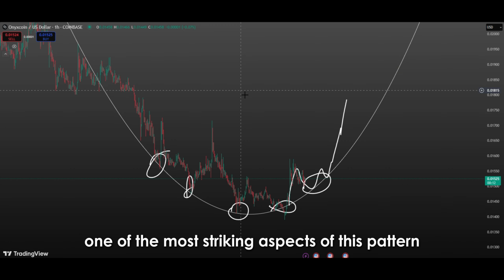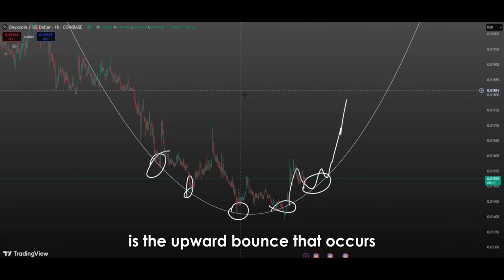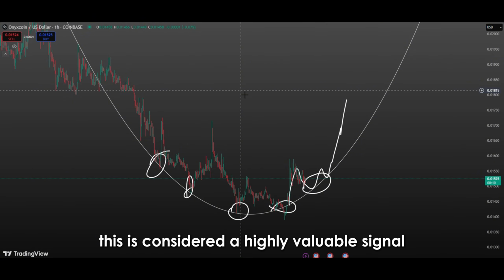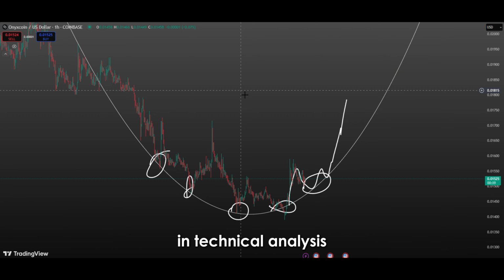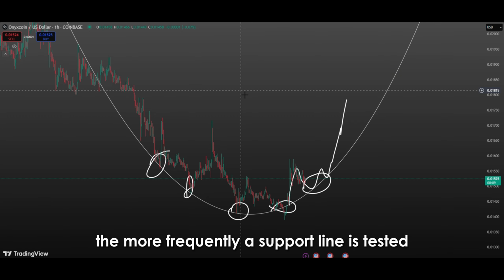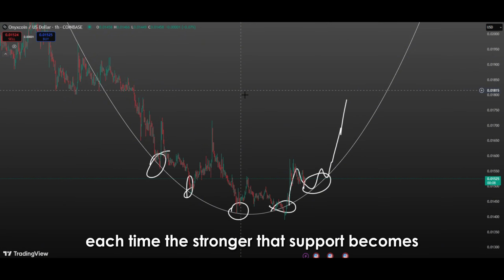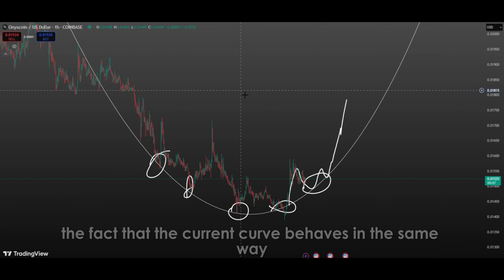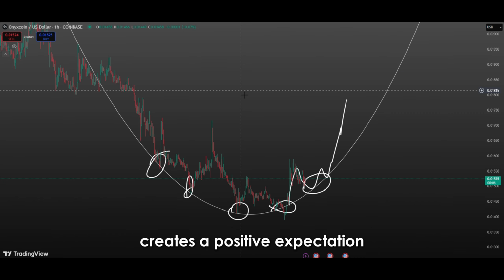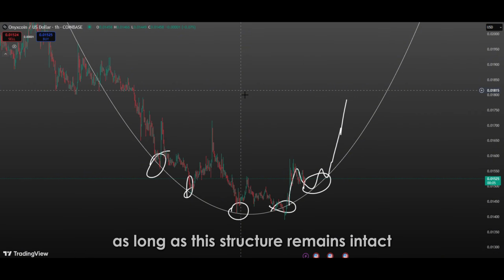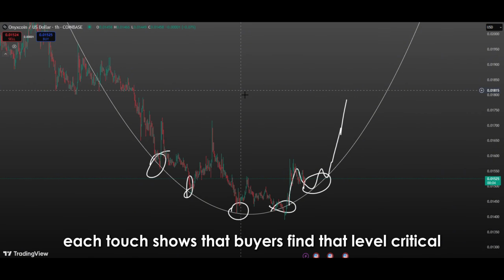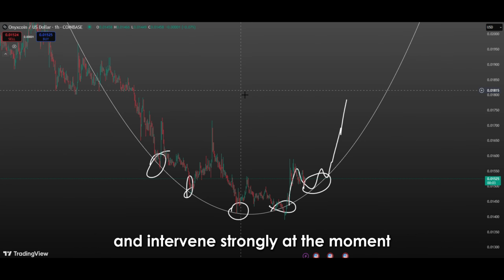One of the most striking aspects of this pattern is the upward bounce that occurs with each price touch. This is considered a highly valuable signal in technical analysis. The more frequently a support line is tested and the price rebounds from it each time, the stronger that support becomes. The fact that the current curve behaves in the same way creates a positive expectation that the trend will continue as long as this structure remains intact. Each touch shows that buyers find that level critical and intervene strongly.